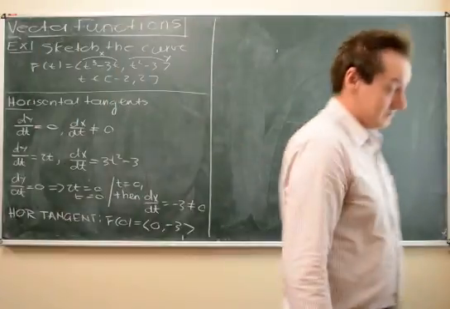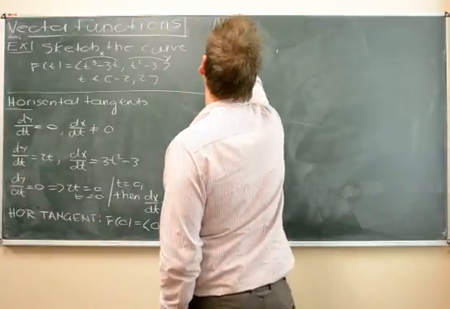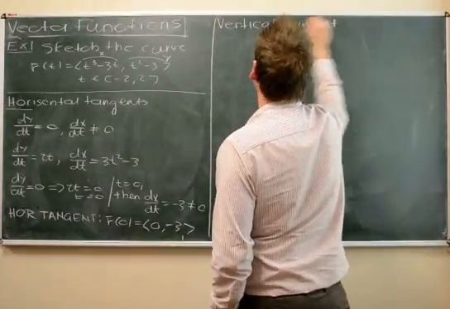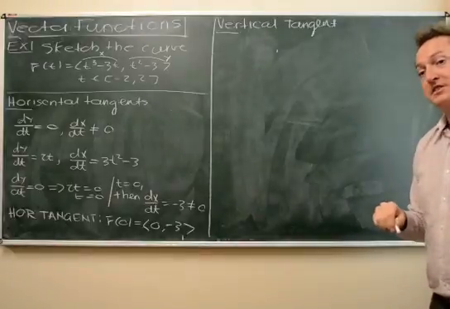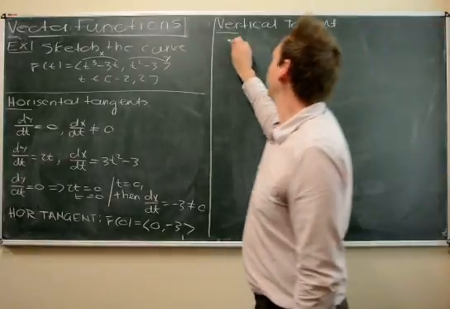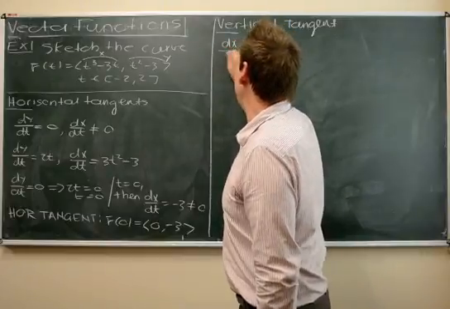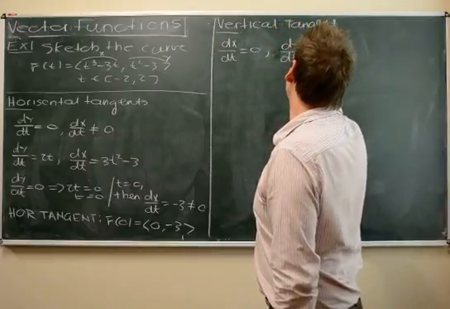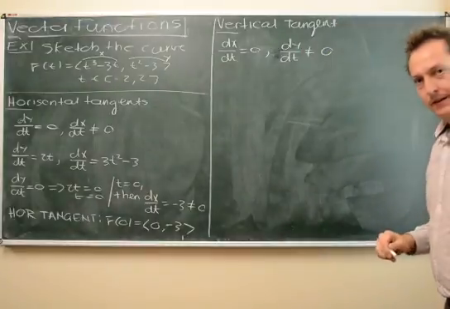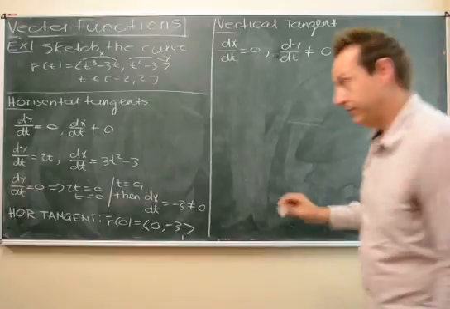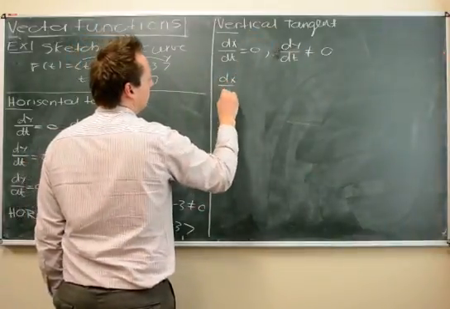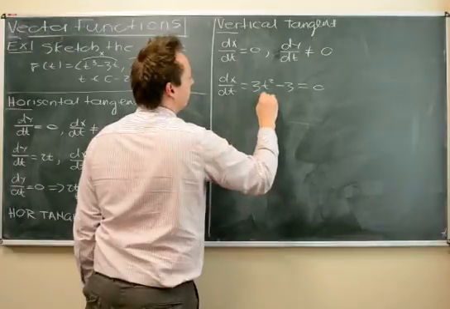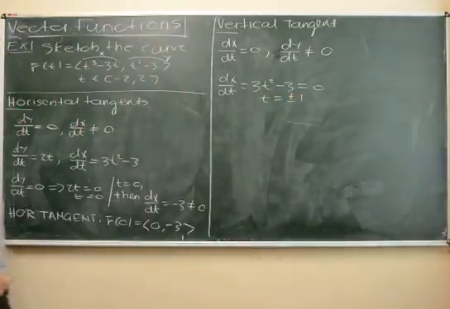Now for the vertical tangent. The vertical tangent works in the same way, but for a vertical tangent, we need a value of t so that dx/dt is 0 and dy/dt is not 0. So let's find the values where dx/dt is equal to 0. That would be dx/dt, which we've calculated: 3t squared minus 3 is 0. And that gives you t equals plus or minus 1.